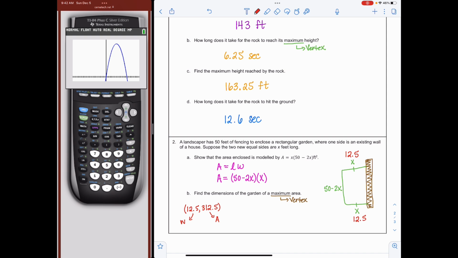then I know that I'm going to have 50 subtract 12.5 times 2, because we have 2 of them. That means I will end up getting 25 as my length. So my dimensions are that I have a 12.5 by a 25. So my length is 25, my width is 12.5, and we call it a 12.5 by 25.